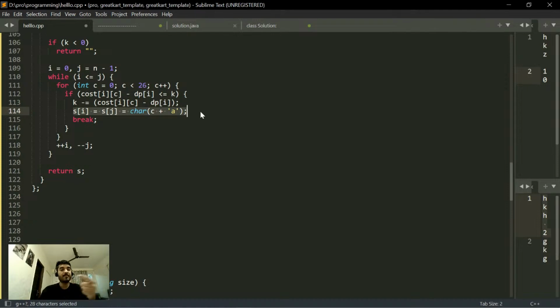Cool. And then I will simply break this loop because we are looking for the smallest one, and I have started from the character A to Z. And then i plus plus and j minus minus. So yeah, this was the complete solution.